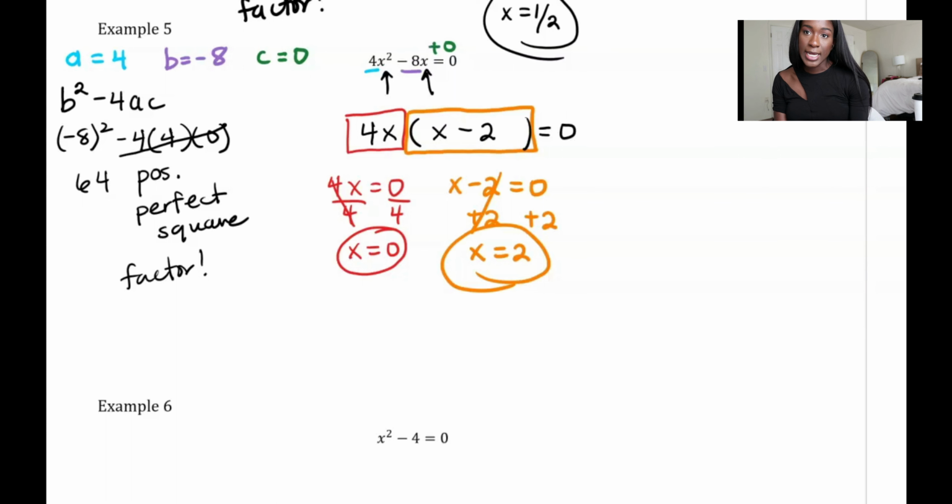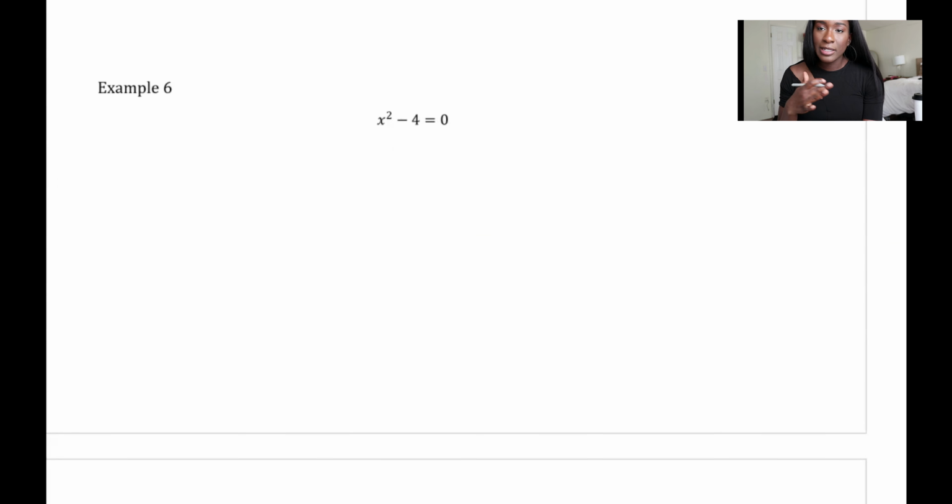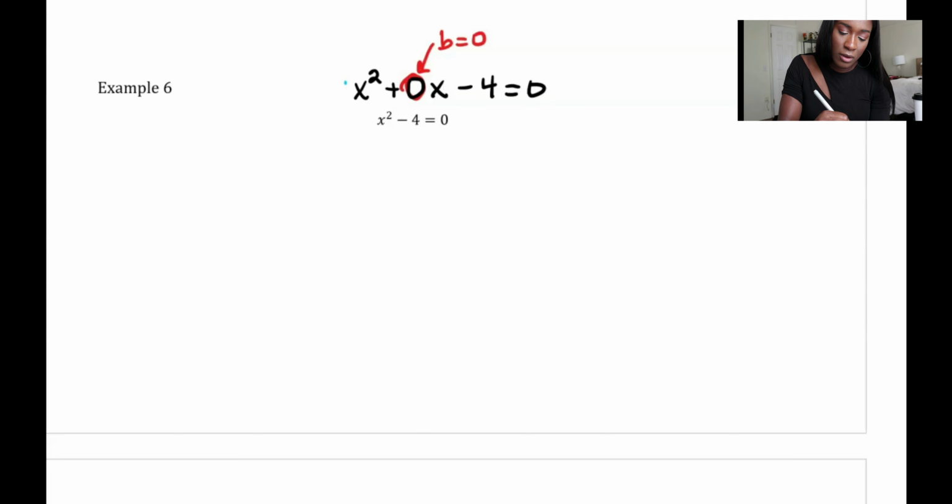Now let's look at example 6. In example 6, we have x squared minus 4 is equal to 0. Just starting off, finding the a, b, and c might be easier if you rewrite the equation as x squared plus 0x minus 4 is equal to 0. So I introduced this 0 here because there is no x term. So the number in front of x is 0. So we can see that b is 0, the number in front of x squared is 1, a is 1, and the constant term with no x value, c, is negative 4.